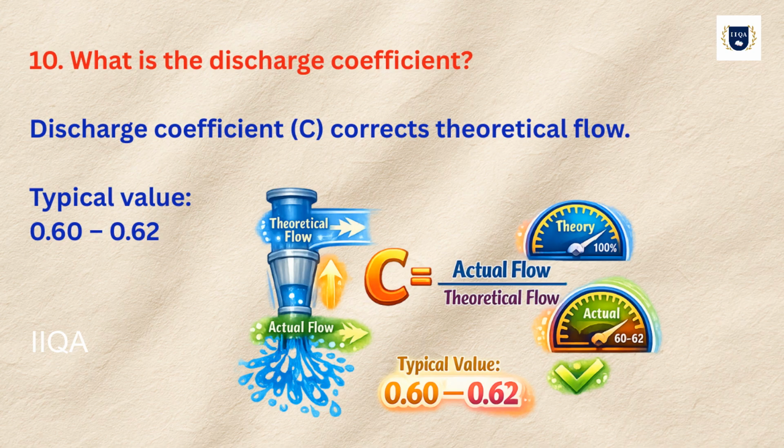What is the discharge coefficient? Discharge coefficient, C, corrects theoretical flow. C equals actual flow divided by theoretical flow. Typical value, 0.60 to 0.62.